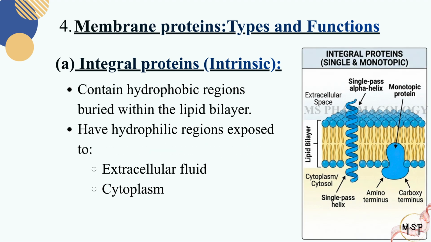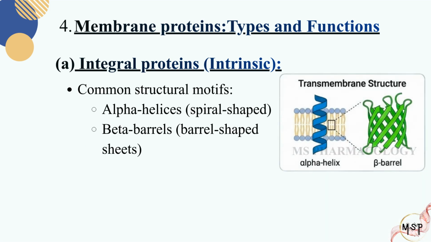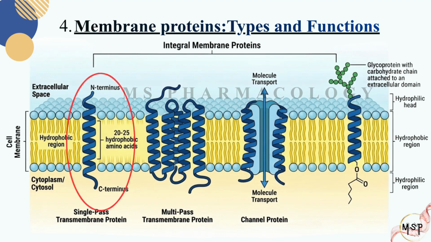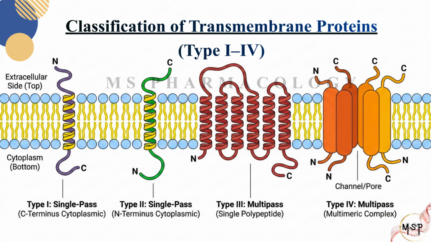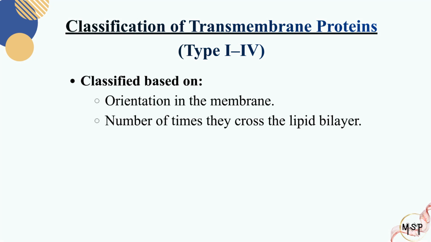The buried sections are hydrophobic, and the exposed parts are hydrophilic, so they interact with both the inner and outer environments. Their structure often includes spiral-shaped alpha helices or barrel-shaped beta sheets. Proteins may cross the membrane once or traverse it up to 12 times, often forming channels for ions or small molecules. Now, let's break down the classification of transmembrane proteins, types 1 to 4, based on their orientation and how many times they cross the lipid bilayer.